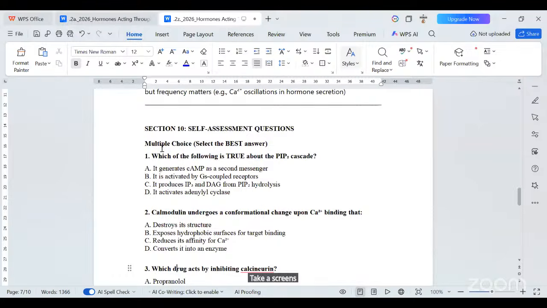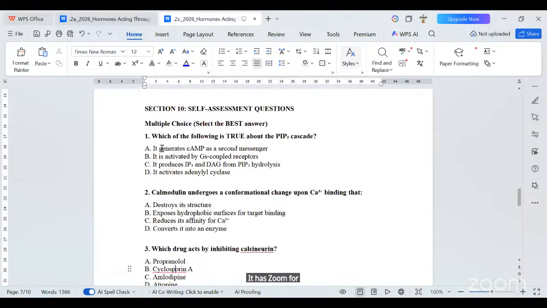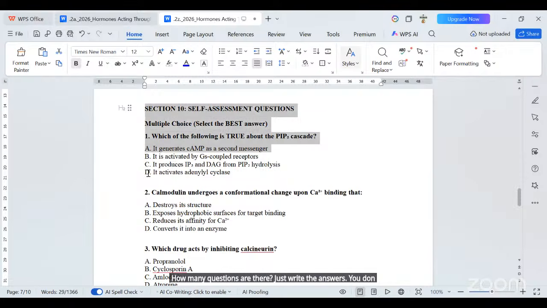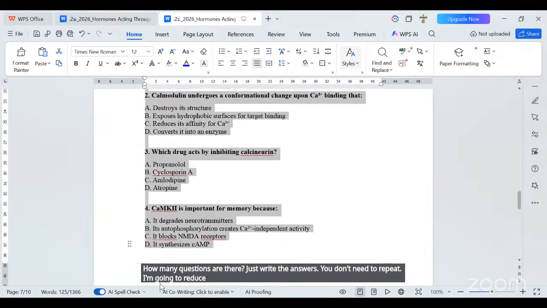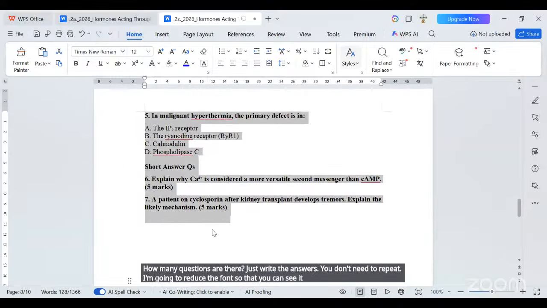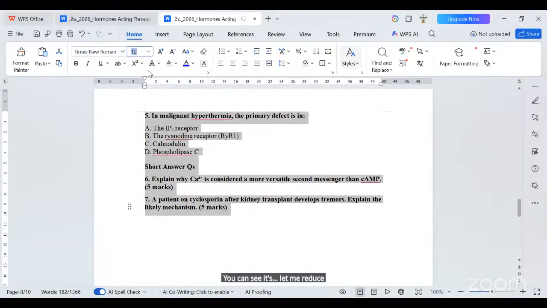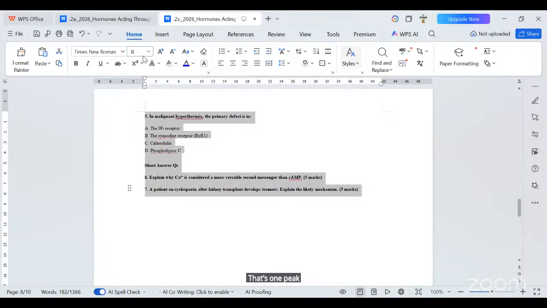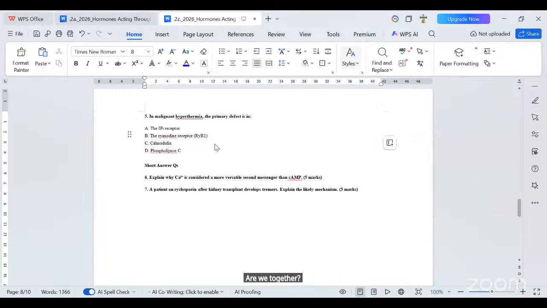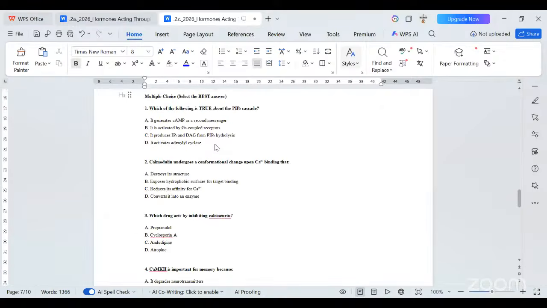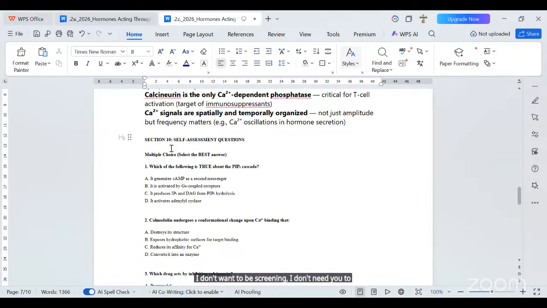Take a screenshot of your answer and send it to the chat box, either Zoom or... how many questions are there? Just write the answers. You don't need to repeat the questions. I'm going to reduce the font so that you can see it. Is this too small? Are we together? I don't want to be scrolling. I just need you to take a screenshot of it.